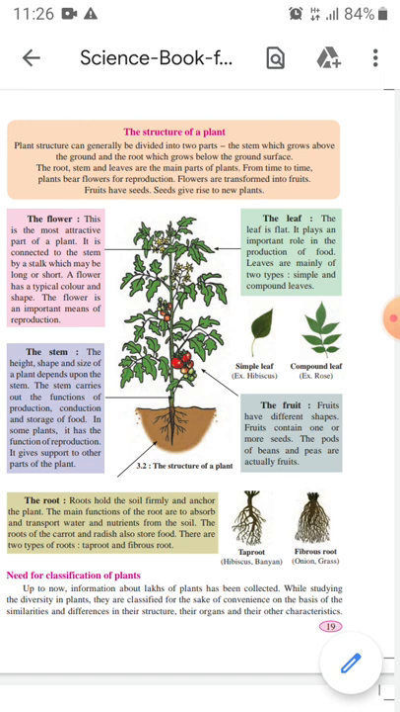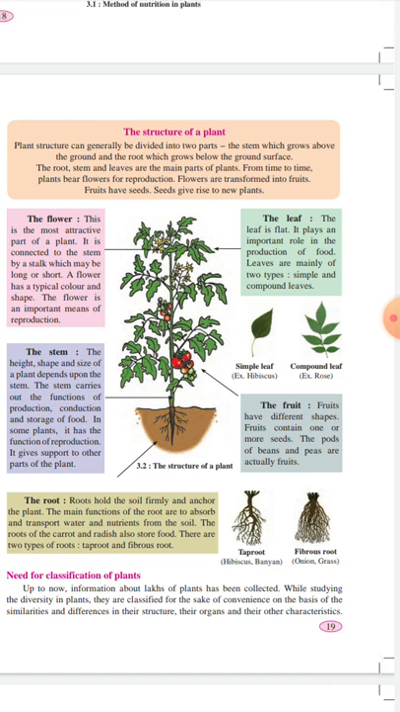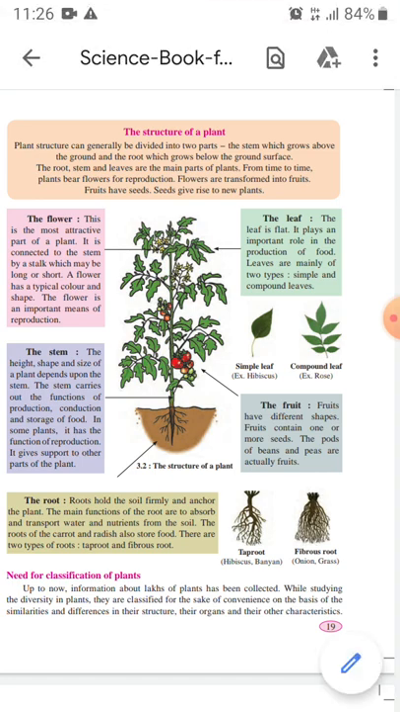And we have seen today the structure of a plant. In that there are 5 main parts of plants, that is root, then stem, then the leaf, then the flower, then the fruit. Okay. And in the root there are two subtypes, the taproot and fibrous root. And in the leaf there are also two types, simple leaf and compound leaf. Okay.